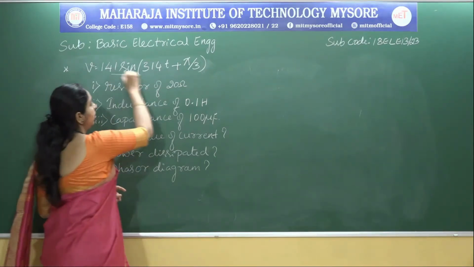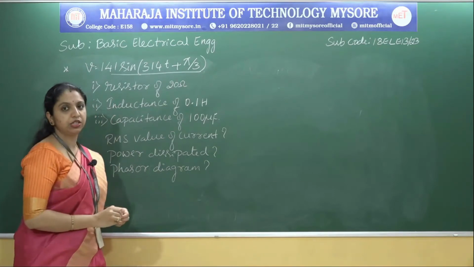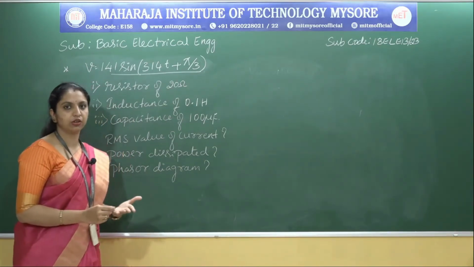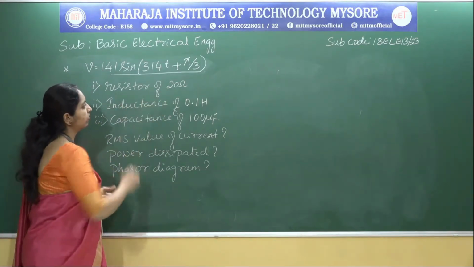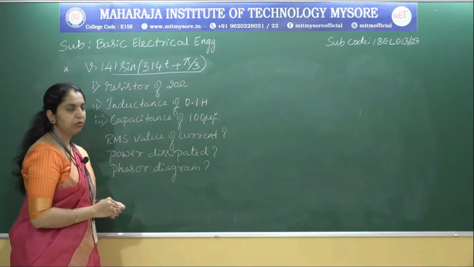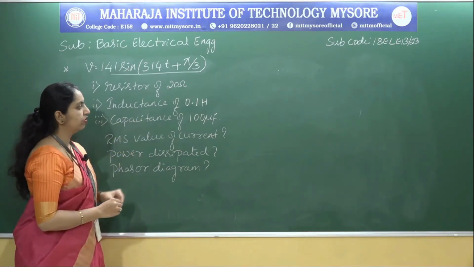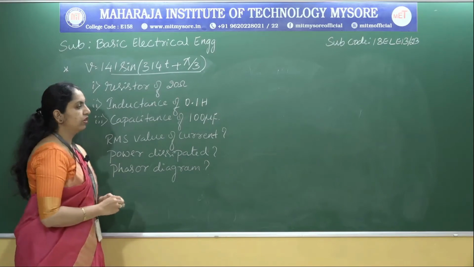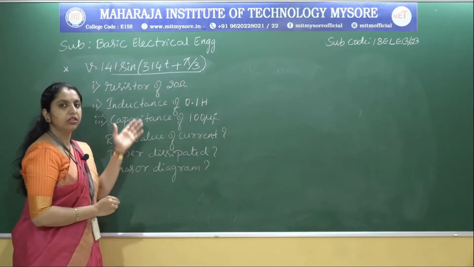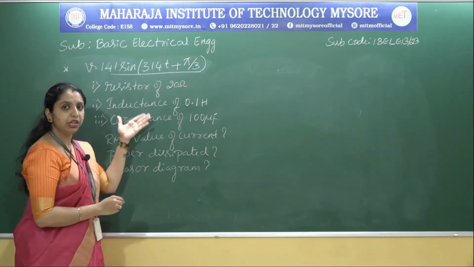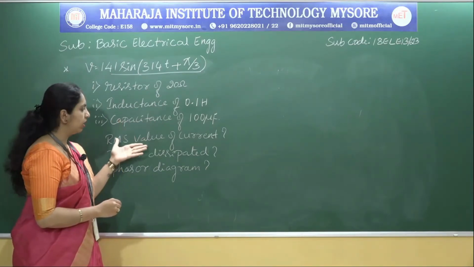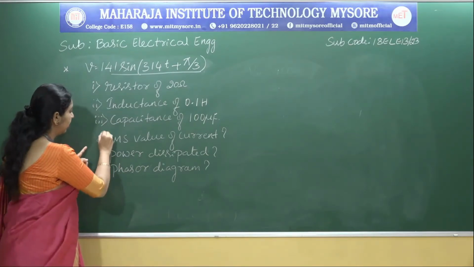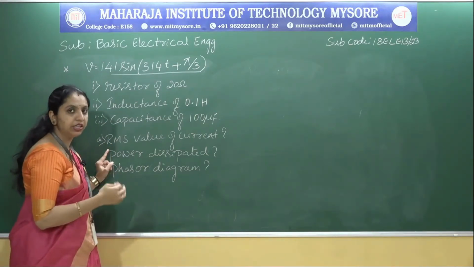Here this voltage is applied to an individual circuit. Remember, this voltage is applied to an individual circuit. The first circuit consists of a resistor of 20 ohm, the second circuit an inductance of 0.1 Henry, and the third circuit a capacitance of 100 microfarad. In each case, from each circuit, you need to calculate the RMS value of current.